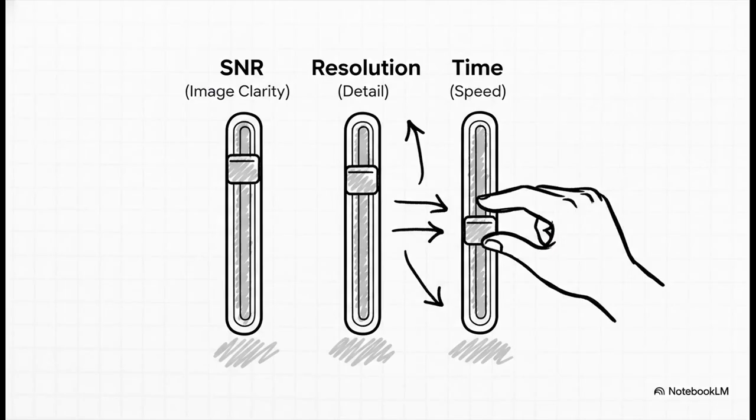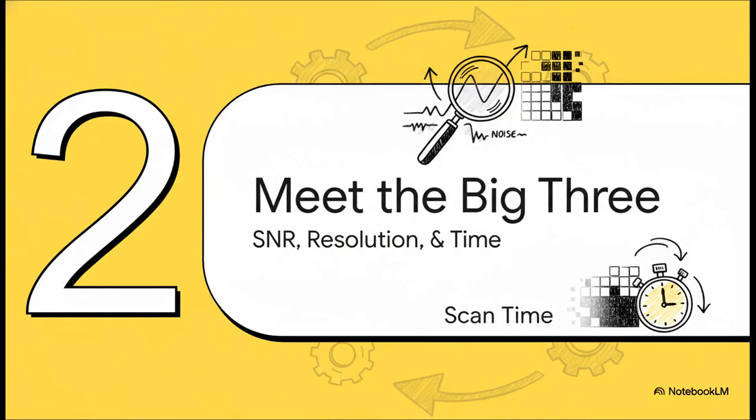So the big takeaway here, you can't have it all. You're always forced to make a choice. If you crank one of these things up, something else has to come down. It's just a constant negotiation, a real trade-off. Okay, so let's get to know the three key players in this whole balancing act a little better. Let's really define what we mean by SNR, resolution, and scan time.